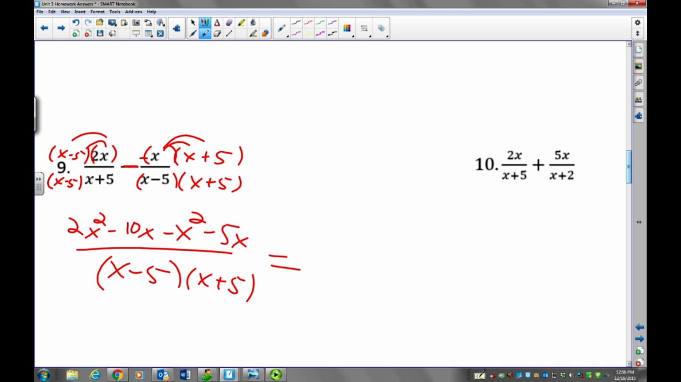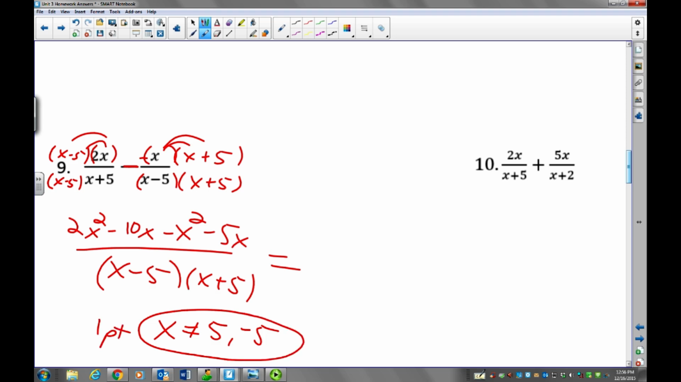Cool. So then I can already write my exclusions. X can equal 5 and negative 5, or plus or minus 5 if you want to write it that way. So there's one answer for 1 point. Nailed it. Now, to finish simplifying this, 2x squared with a negative 1x squared is just 1x squared. And then negative 10x with a negative 5x is a negative 15x.